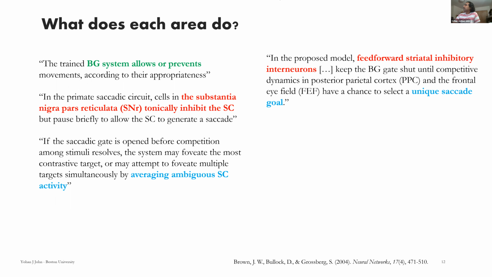So the feed-forward striatal inhibitory interneurons keep the basal ganglia gate shut until competitive dynamics in PPC and FEF have a chance to select a unique saccade goal. So a lot of the deliberative tasks, the prepared saccade, the anticipatory planned saccade, typically take longer. And why do they take long? The hypothesis here is that multiple cortical areas processing slightly different aspects of the task need to come to a consensus. And what that means is that they mutually reinforce each other, as we see in ARC-like models, and that is used for the coincidence detection in the striatum. So it fits very nicely.